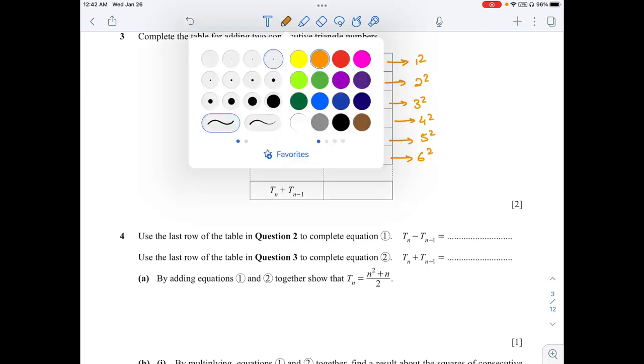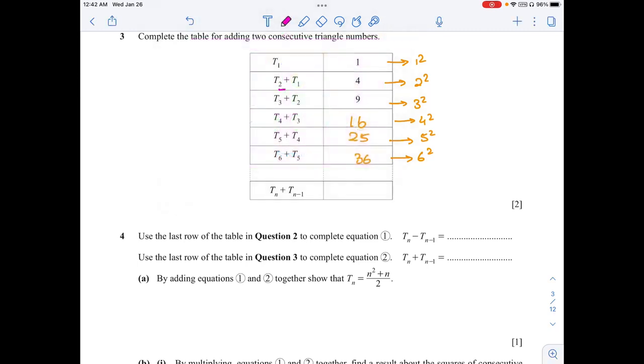So what is the pattern again over here? If it is 2, 2 square. If it is 3, 3 square. 4 means 4 square. 5 means 5 square. 6 means 6 square. If it is n, it has to be n square. So that's going to be the pattern.